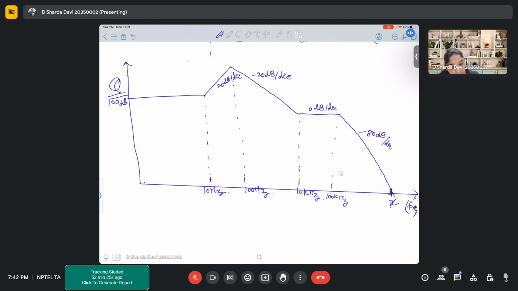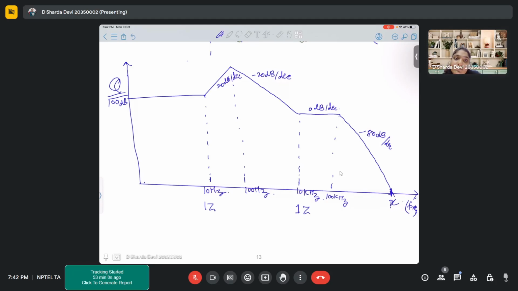Let's start with this point. At 10 hertz, three, ma'am. Totally, there would be 5 poles, ma'am. And zeros? There are 2 zeros. At 10 hertz, 1 zero, and at 10 kilohertz, 1 zero. Okay. And what about at 100 hertz? At 100 hertz, 1 pole, ma'am. 1 pole. Yeah, because it is decreasing, no.